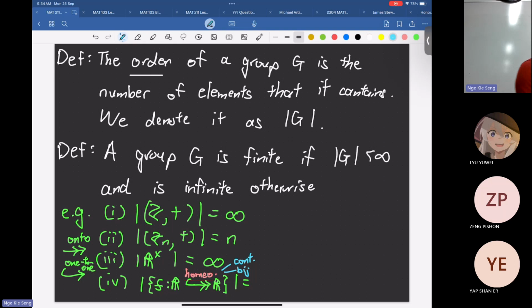Infinity again. Okay, do you have a way to prove this? Any idea how to prove this set is infinite? Just now I said that there's a Z lying inside R, right? So you can see that the cardinality of R is strictly greater than Z. Okay, strictly or equal.